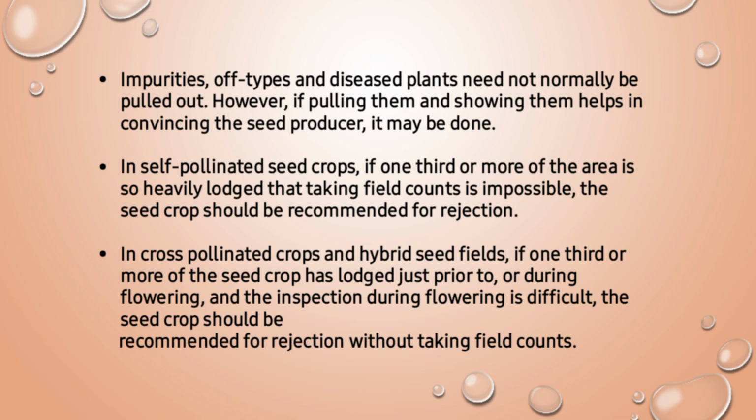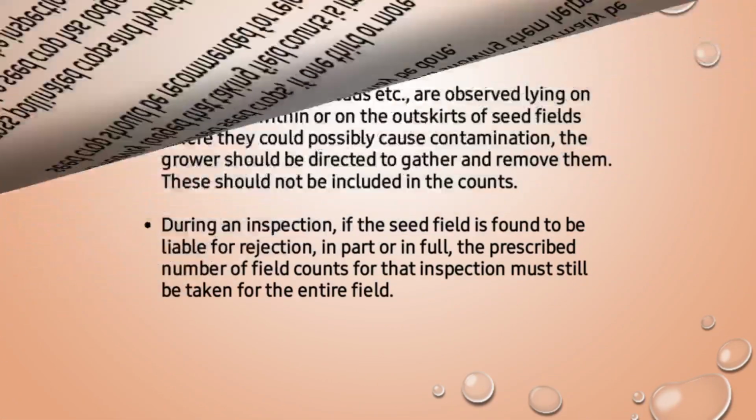In self pollinated seed crops, if one third or more of the area is so heavily lodged that taking field counts is impossible, the seed crop should be recommended for rejection. In cross pollinated crops and hybrid seed fields, if one third or more of the seed crops has lodged just prior to or during flowering and the inspection during flowering is difficult, the seed crop should be recommended for rejection without taking the field counts.